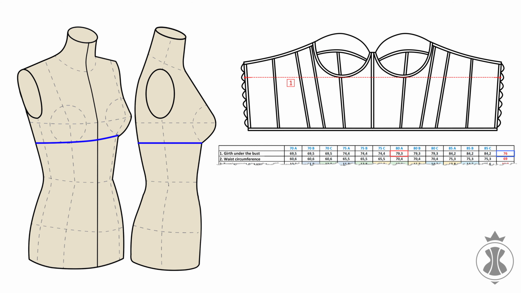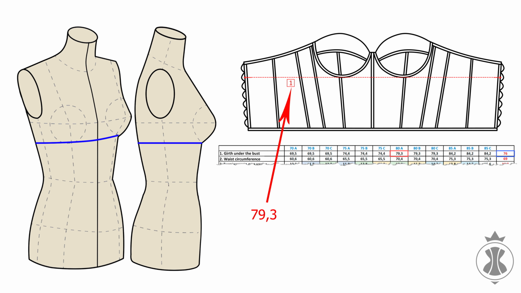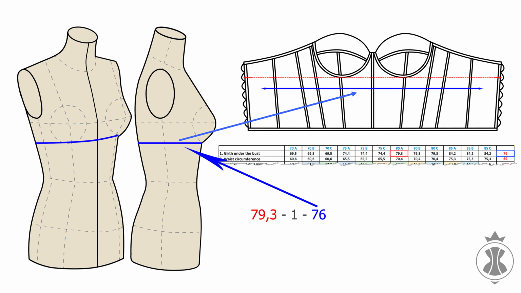Let's do the math. We have removed 0.5 centimeters off the front details on the right and on the left in the underbust area, which in sum equals 1 centimeter. The remainder is 79.3 minus 1 minus 76 divided by 2, which equals 1.2 centimeters.